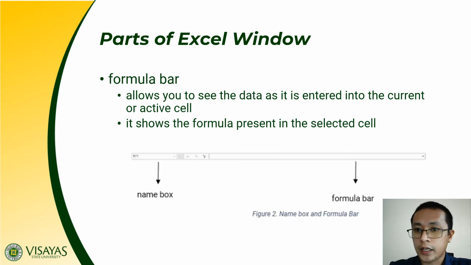Okay, so again, it is located beside your name box, and it displays the formula used to perform the computation in a given cell. But if the cell doesn't contain any formula, it just displays the data contained in the cell selected.